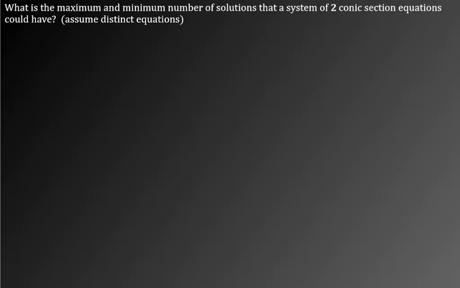And just to get started, I want you to think about the following question. What is the maximum and minimum number of solutions that a system of two conic section equations could have? And let's assume different equations, because certainly you could just have the same hyperbola as the system, and then they would have an infinite amount of solutions. But you should pause the video and think about it. I've got pictures on the other slide that's coming up. So hopefully you thought about it.